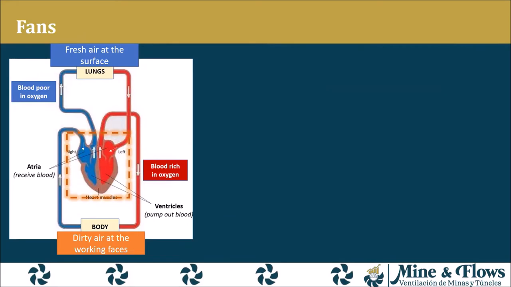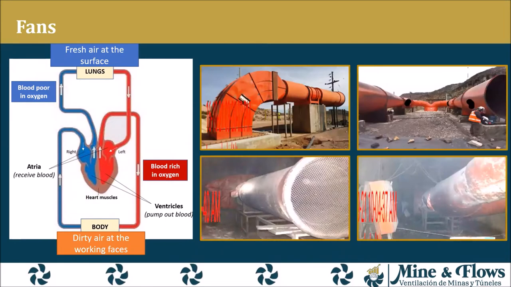On the other hand, as we know, the heart is the key part of the circulatory system. Without it, blood cannot travel through the network of veins and arteries. Similarly, in most cases, we need a fan to generate enough airflow to cover the demand required for activities inside the mine. Fans can be classified in different ways. According to type, we can talk about axial or centrifugal fans mainly. According to their function in the system, we can talk about main or principal, secondary, and auxiliary fans.